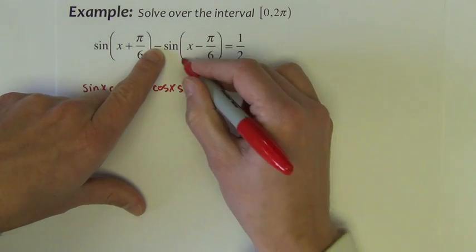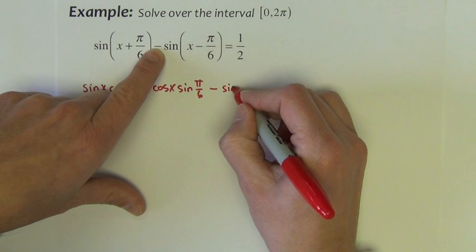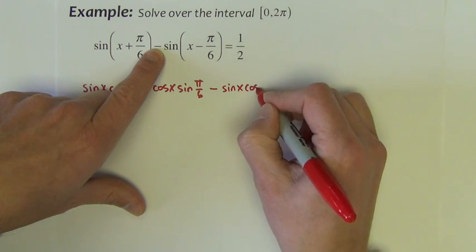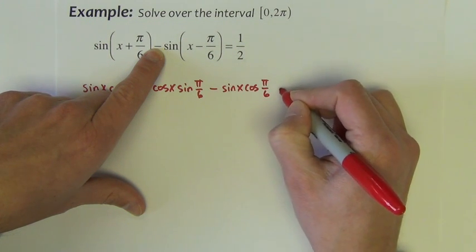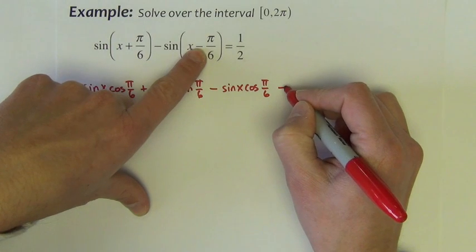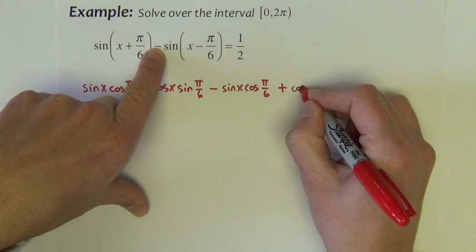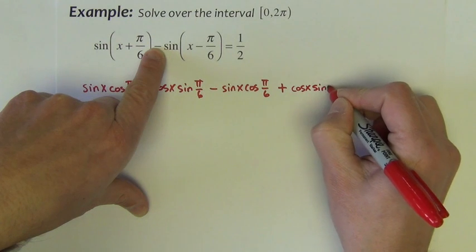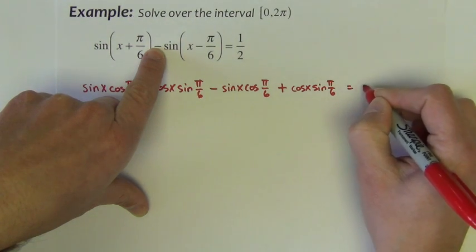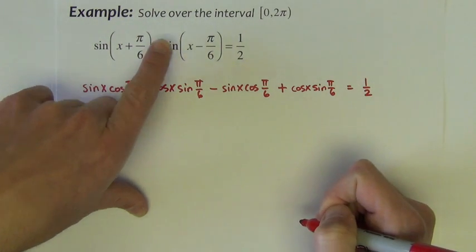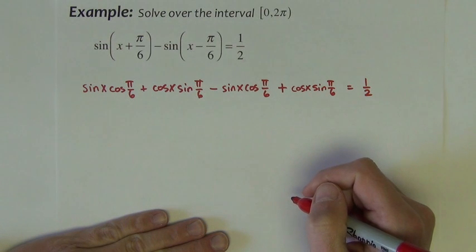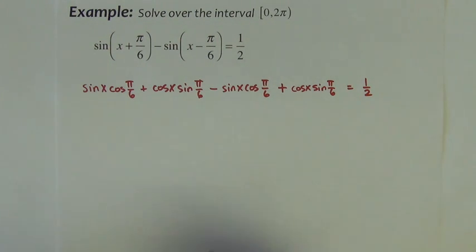minus here, and then we expand, it is sine of the first, cosine of the second. This would be minus, but we are subtracting, so plus, and we want cosine of the first, sine of the second, and that equals half. Alright, that's a lot to write, but a lot of this is going to simplify down real quick.